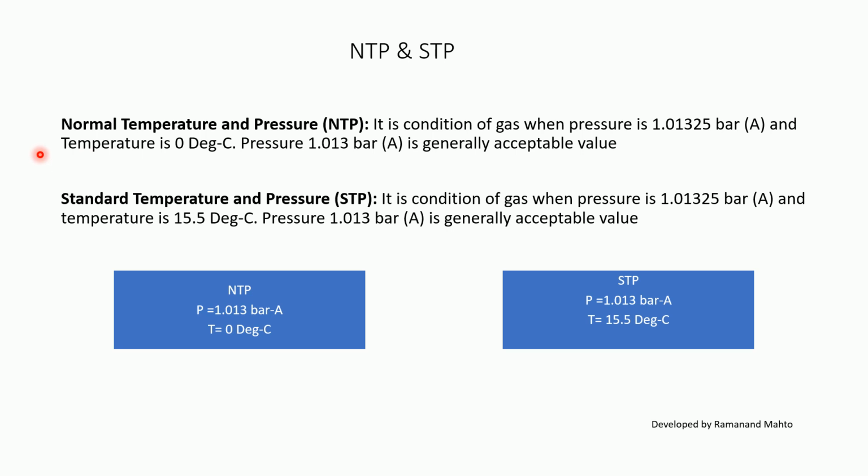Now, what is NTP and STP? NTP stands for normal temperature and pressure, and it is the condition of gas when pressure is 1.01325 bar absolute and temperature is 0 degrees Celsius. Normally, pressure 1.013 bar absolute is a generally acceptable value. Similarly, standard temperature and pressure, STP, is the condition of gas when pressure is 1.01325 bar absolute and temperature is 15.5 degrees Celsius. So pressure of 1.013 bar absolute is a generally accepted value. So this is NTP and this is STP.